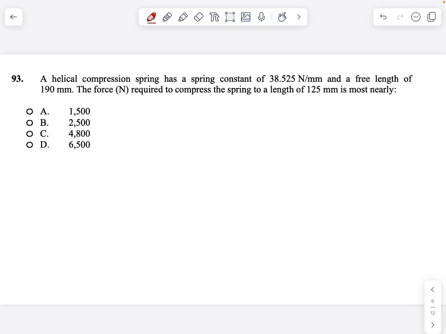Moving on, we're going to do another spring example. This one, again, is in the mechanical spring section of the mechanical engineering chapter of the FE reference handbook. So again, we're just going to start from basic. We're going to read the question, identify the variables, and try to use that to our advantage in searching the FE handbook for what equation we need to use. So it says a helical compression spring has a spring constant, which is k, of 38.525 newtons per millimeter and a free length of 190 millimeters. The force in newtons required to compress the spring to a length of 125 millimeters is most nearly blank.